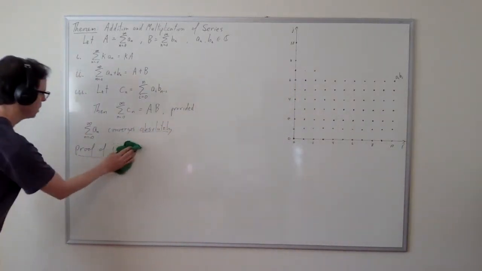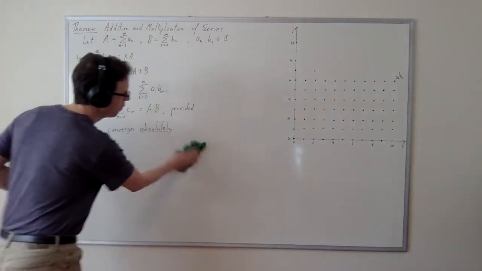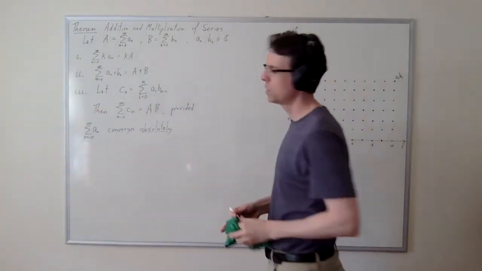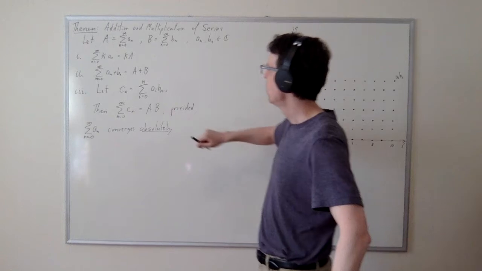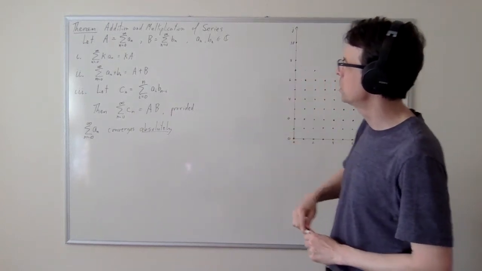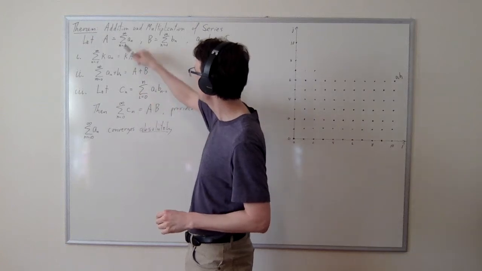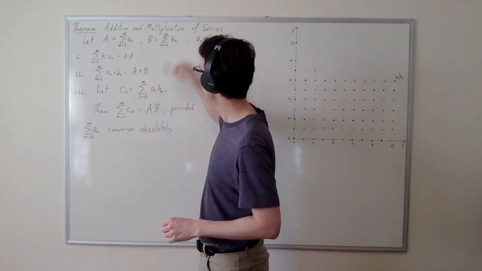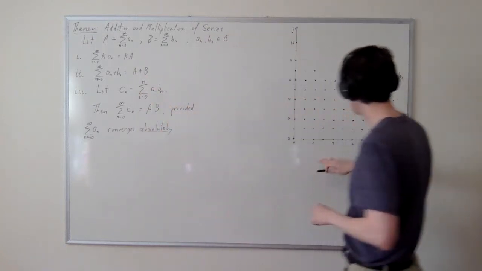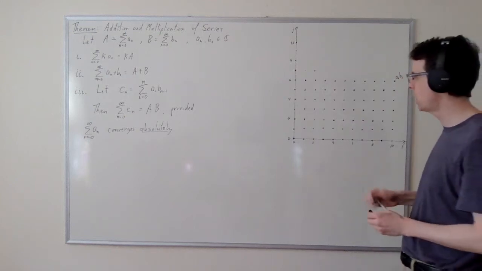In statement 3, before we get to the proof, I want to talk about the meaning of this statement. In statement 3, we are dealing with the product of two series. So I want you to imagine A is the summation of all the a_n, and there are infinitely many of them. B is the summation of all the b_n, and there are infinitely many of them. So let's use this graph to help us out.